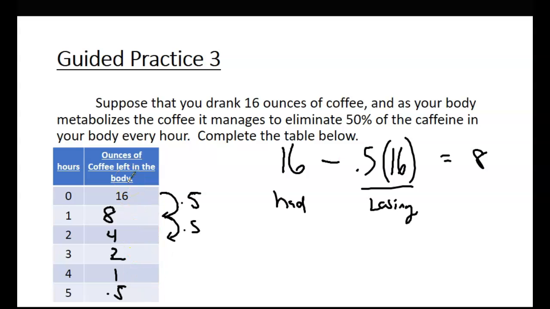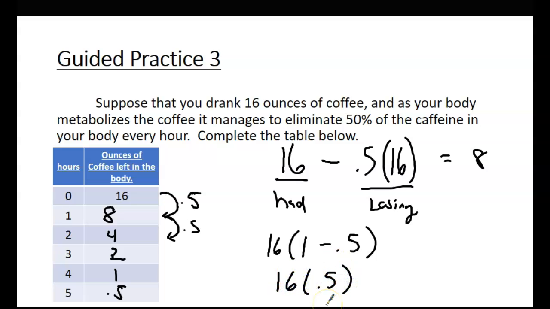Because I want to show you guys something. What do these have in common? But what's different this time? We're minusing because we're losing, correct? So instead of 1 plus 0.5, it's 1 minus 0.5, which is 0.5.